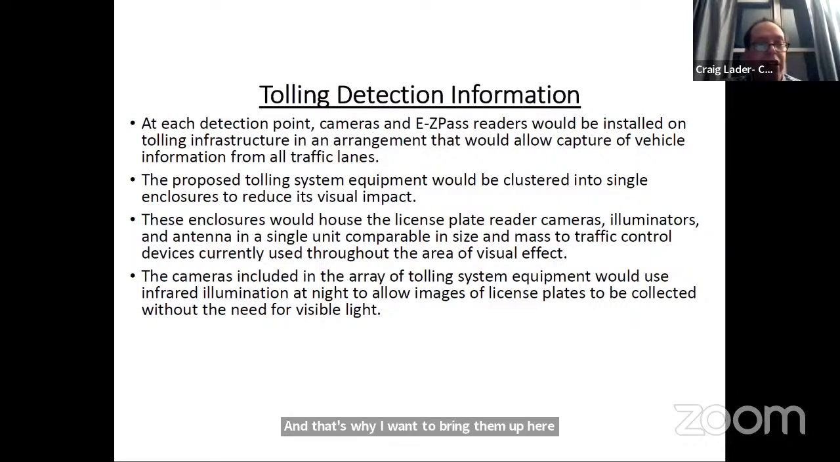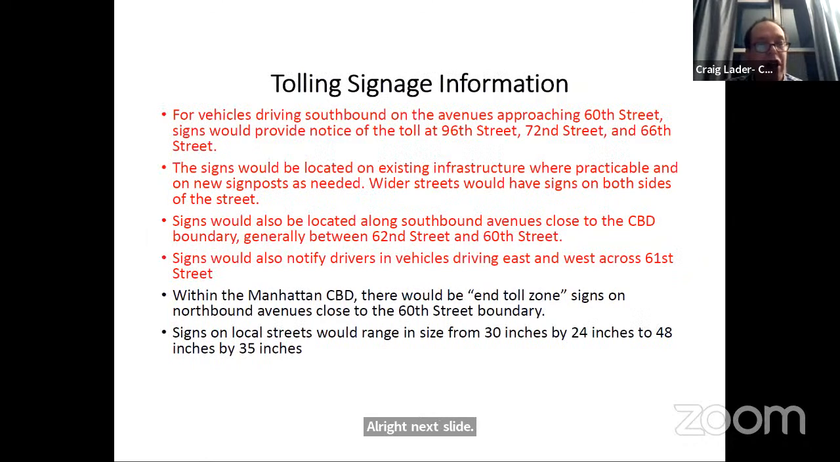All right, next slide. I think we're almost done with this portion of it. In terms of the signage, I think I have on the next slide an example of what the signage will look like, and the signs that will be placed on existing infrastructure, just to alert people of the tolls and the toll zone and the boundary.